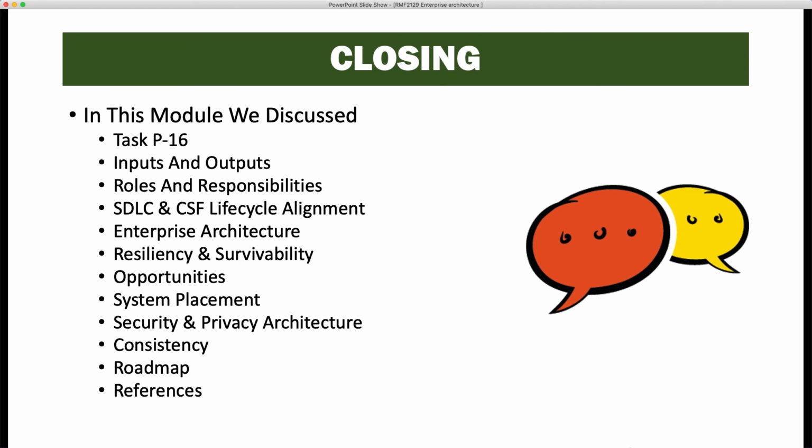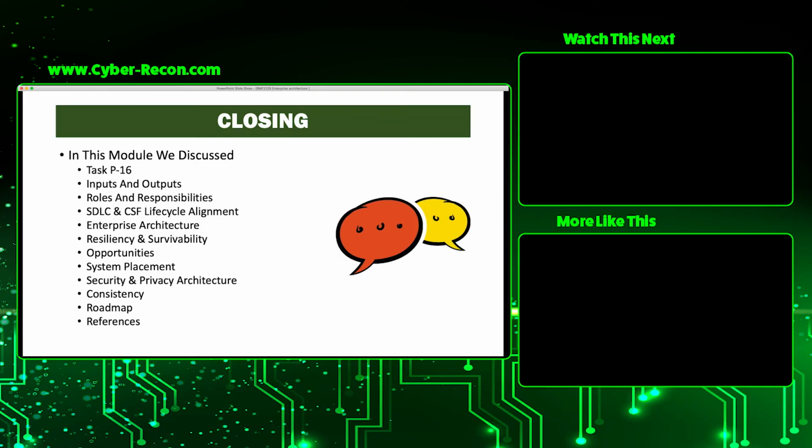In this module, we discussed task P16, its inputs and outputs, roles and responsibilities, SDLC and cybersecurity framework lifecycle alignment, enterprise architecture, resiliency and survivability, opportunities, system placement, security and privacy architecture, consistency, roadmap, and of course, references. If any of this doesn't look familiar to you, I suggest you go back and check that part out on the video again. But if it looks good to you, continue on to the courseware or watch the next video, and we'll see you there.